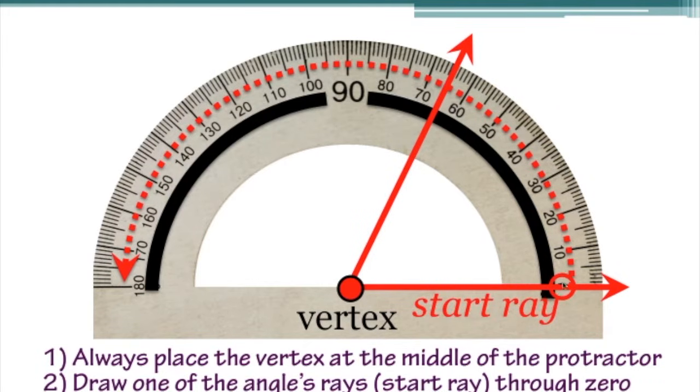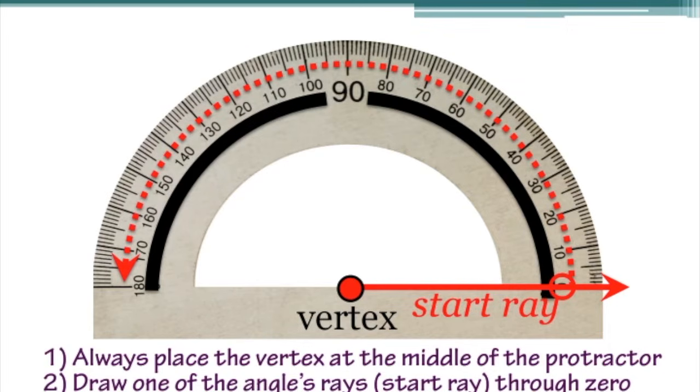So we'll start from 0, because that's where our start ray goes through, and we'll go to 10, 20, 30, 40, 50, 60, and then we'll just use the little lines. 61, 62, 63, 64. The angle stops on this line here, which means it's 65 degrees because it starts at 0 and then goes to 10, 20, 30, 40, 50, 60, then 61, 62, 63, 64, 65. This angle here is 65 degrees.